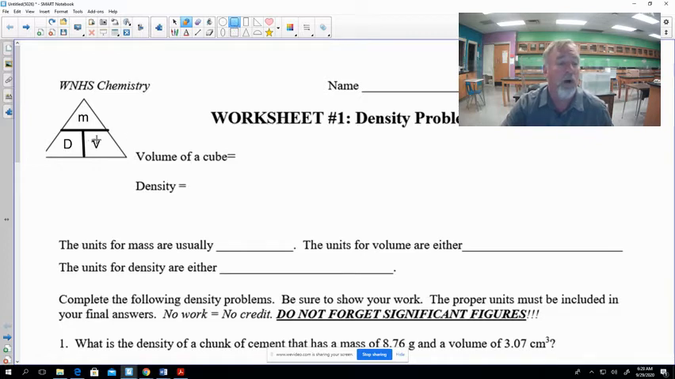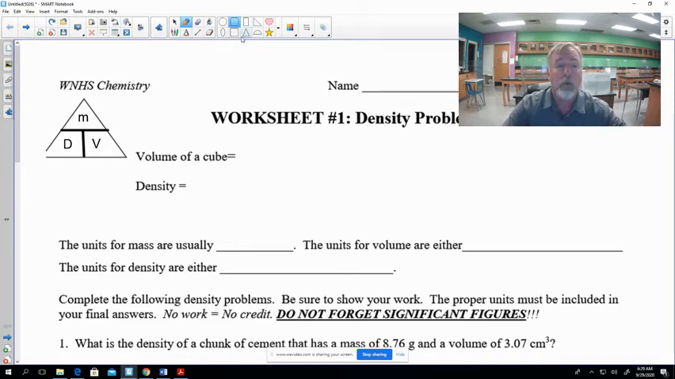So if we want to calculate volume, let's cross out our volume for the moment. We see volume is equal to mass on the top and density on the bottom. So D equals M divided by V. This little triangle will help you a lot, not only for this formula, but for a couple others we'll use later in the year. So please get comfortable using it. It'll help you a lot.